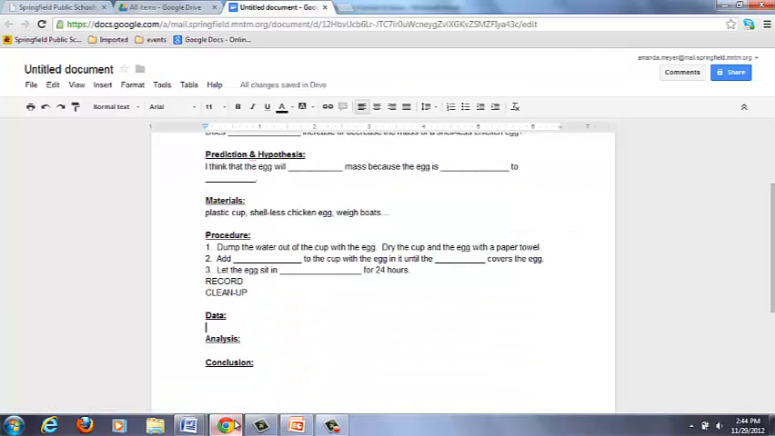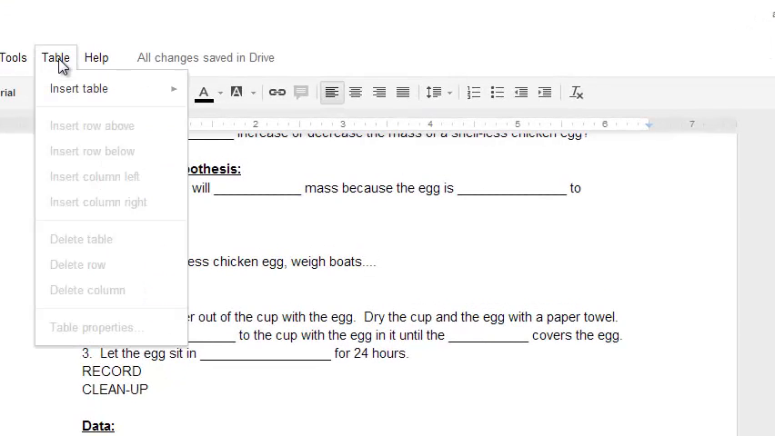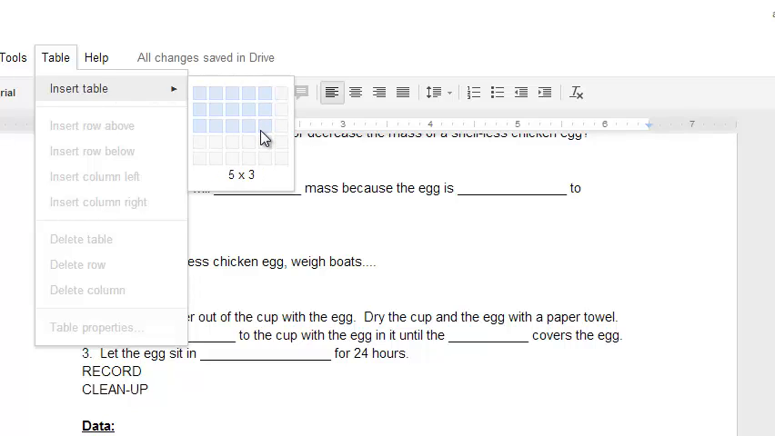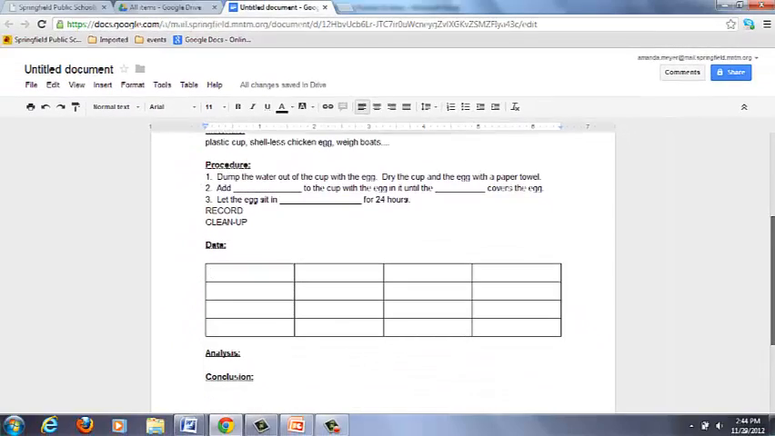On our lab report, you're going to want to go to Table, Insert Table, and then I'm not sure off the top of my head how many actual rows and columns you're going to need, so we'll just start with a 4 by 4 and see how that goes, and we can always add more rows and columns as we need. So there's your data table.